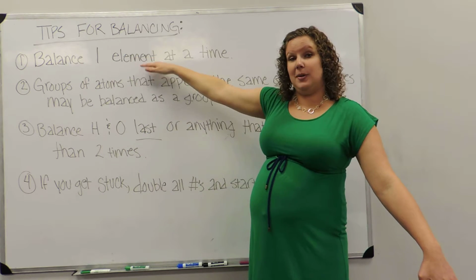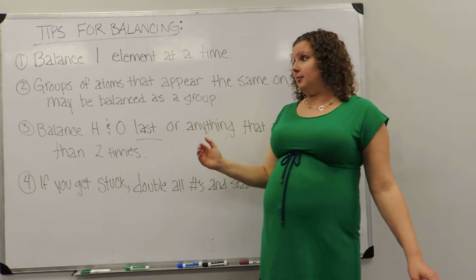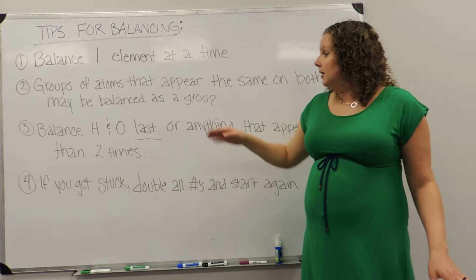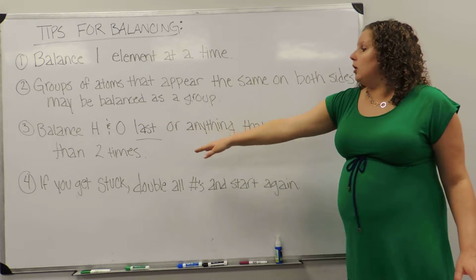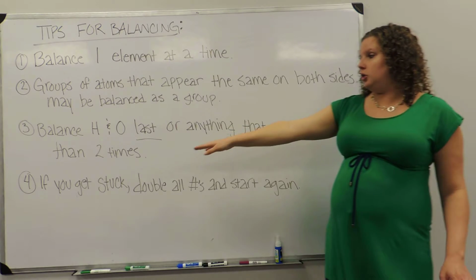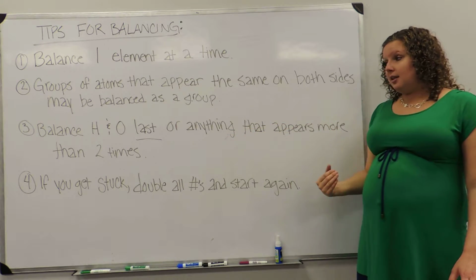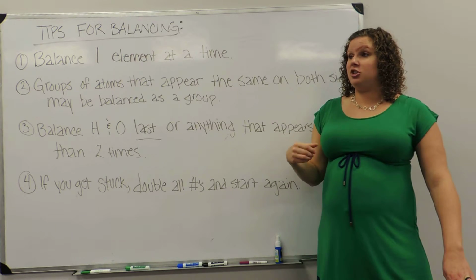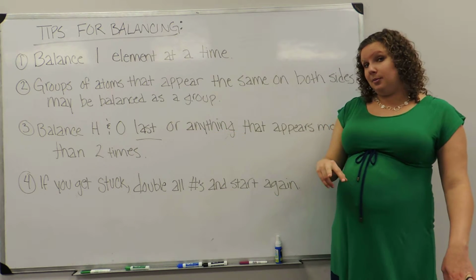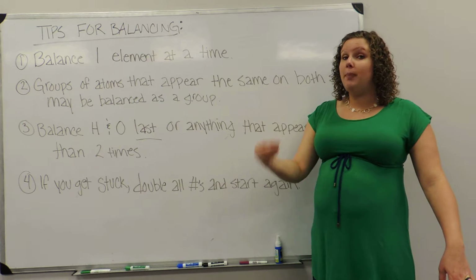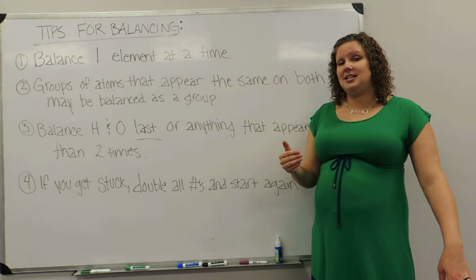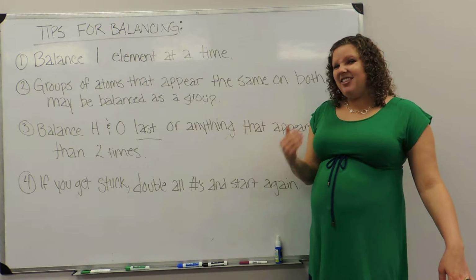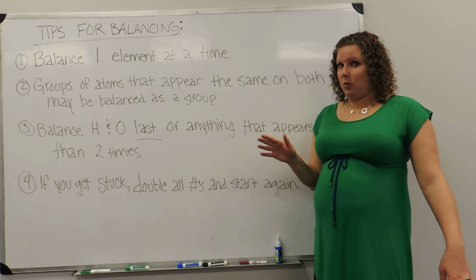Okay? Choose something else. Because a lot of times, if you balance the other elements, H and O will naturally work themselves out and be balanced by the time you get to the end. So balance H and O last, or anything that appears more than 2 times. Okay, so most elements are going to appear 2 times, once in the reactants and once in the products. If they appear, say, once in the reactants and twice in the products, they are going to be harder to balance because there's going to be 2 or 3 sets of them. All right, so if it appears more than 2 times, save that one to last and see if it doesn't just naturally work itself out.